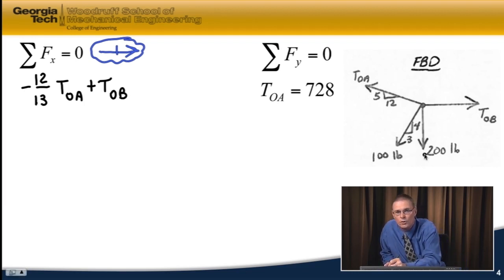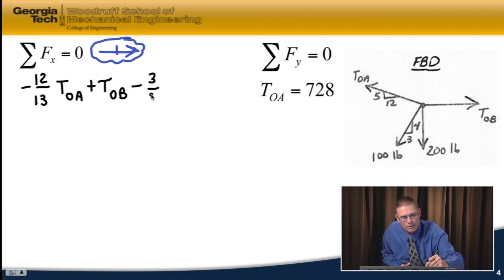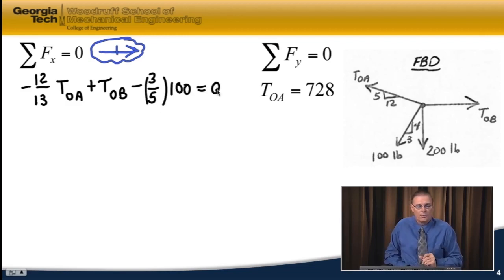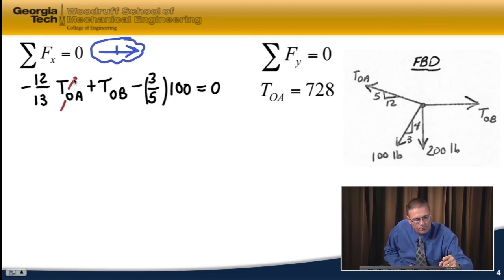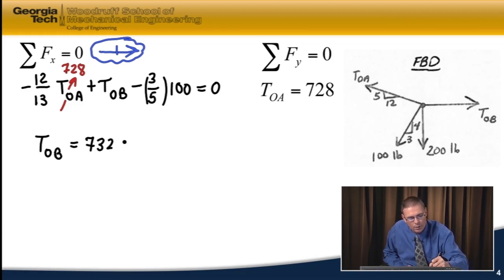The 200-pound force does not have an x component. It's all in the y direction. And then finally, the 100-pound force has only the 3/5 component in the x direction, and it's going to be negative because it's pulling back to the left. So that's minus 3/5 times 100 equals 0. So I have one equation now, two unknowns, but I've already solved for TOA, and so I can substitute that in at 728, and that'll allow us to get our final solution for TOB, which is 732 pounds.